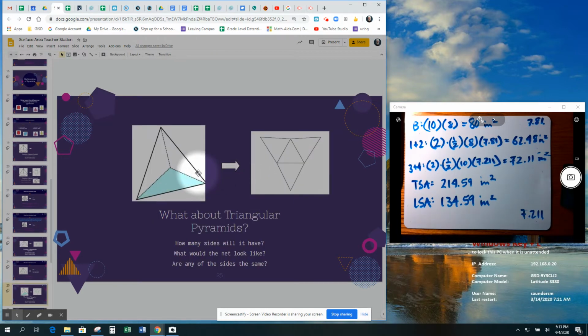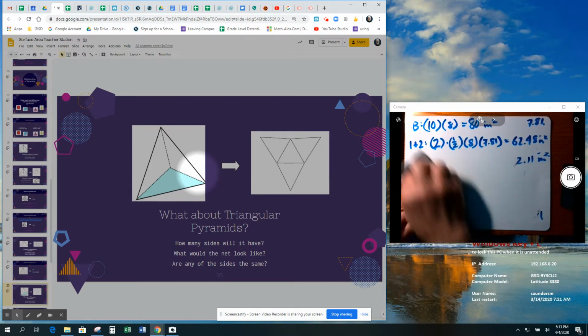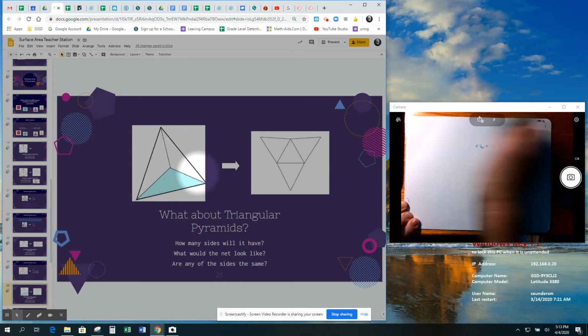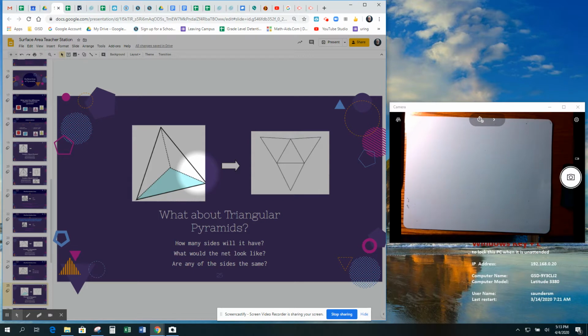All right, what about triangular pyramids? How many sides? Are any of them going to be the same size? Let's take a look. Here's the net. We have a regular old triangle right here, and here's the net. So we end up with 3 sides that go up to the apex and then the triangular base. So 4 sides altogether.